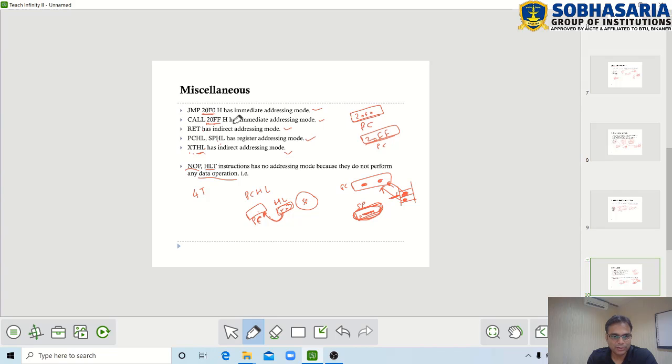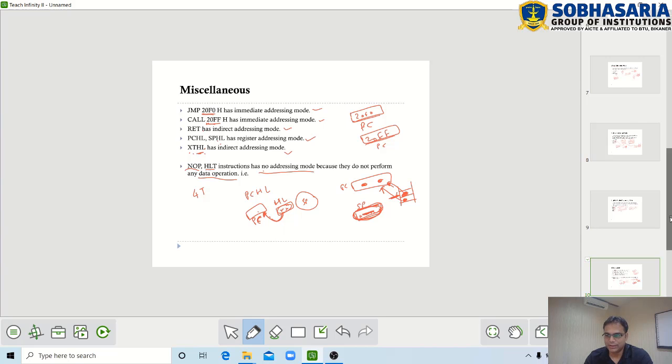So all instructions are accessing some data, so they are doing some data operations, but NOP and HLT are not doing any data operations. That is the reason these instructions do not have any addressing modes, because addressing modes are defined for accessibility of data, accessibility of operands, but these two instructions are not accessing any data. That is the reason they do not have any addressing mode.